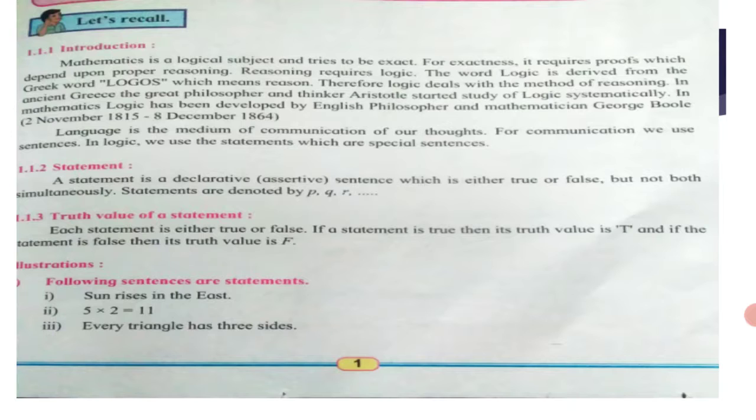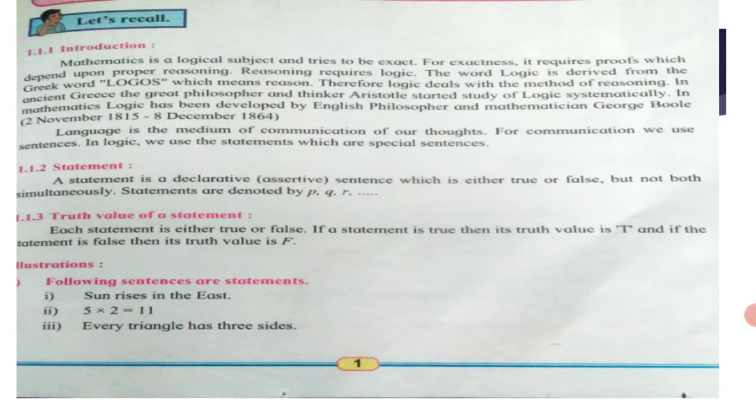Simultaneously, I think you should also open the book, because I have taken all of this from the book. Language is the medium of communication of our thoughts. For communication, we use sentences. In logic, we use statements, which are special sentences. A statement is a declarative assertive sentence which is either true or false, but not both simultaneously. Statements are denoted by p, q, r, and so on.